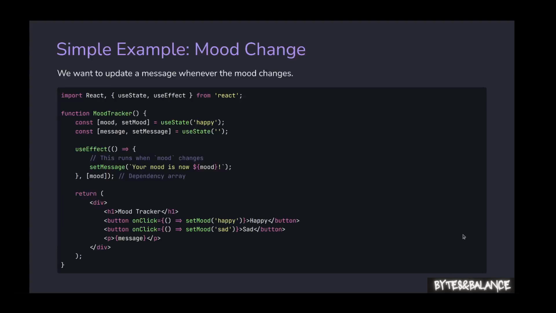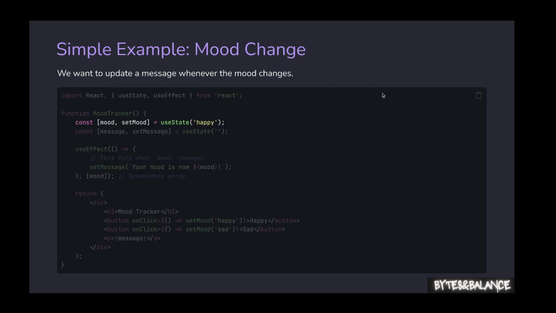So in order to understand this a little bit better, I've got a very simple example. In this example, we are tracking the user's mood. We have two buttons that allow the user to set the mood to either happy or sad. Whenever the mood changes, we want to update the message to reflect that change. That's why we've got this useState, which defaults to happy for the mood, and then another useState, which defaults to an empty string for the message. And then we've got this useEffect that is wrapping the setMessage function.